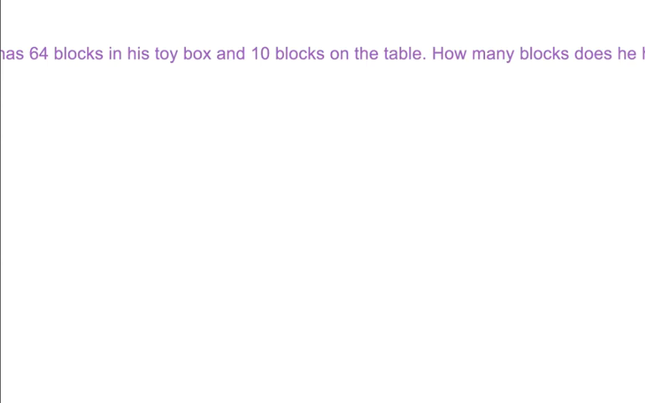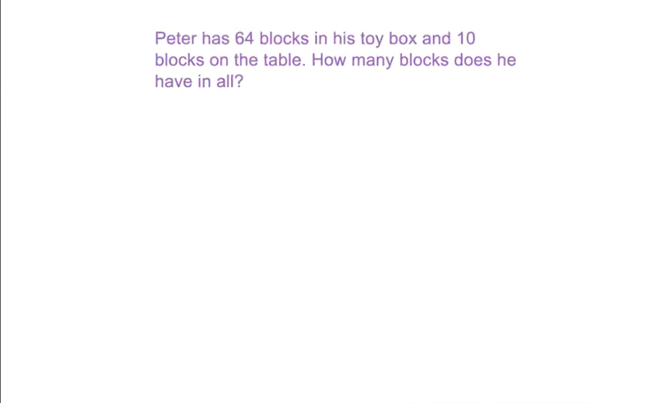Okay, here's our number story. Peter has 64 blocks in his toy box and 10 blocks on the table. How many blocks does he have in all? So we know that this is an addition number story because we want to know about in all. Let's draw our open number line.